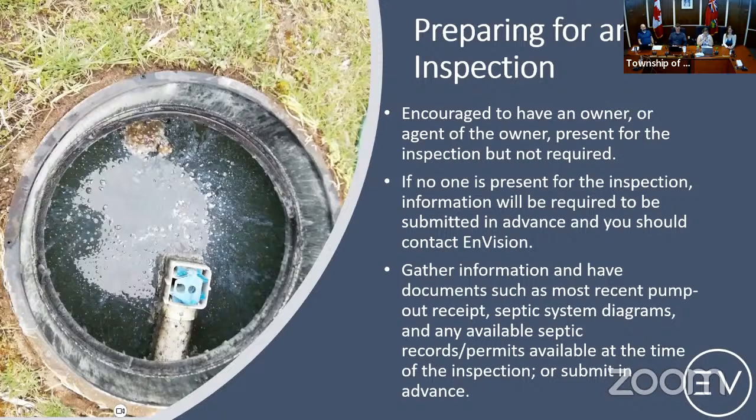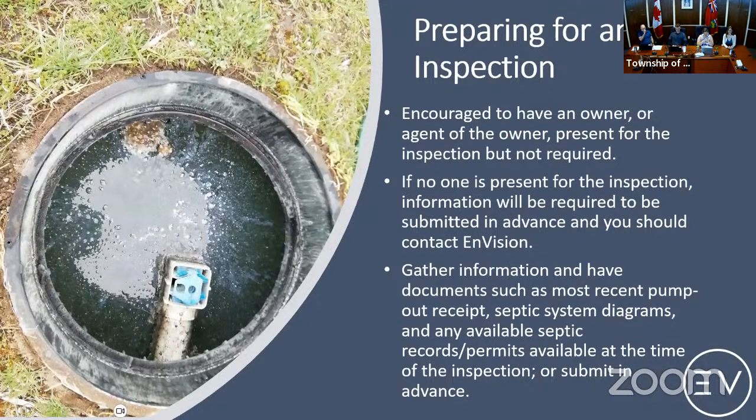So, how to prepare for an inspection. We've alluded to a little bit of this, and these are all of the point form notes that are on the letter, but we'll go through them. We are encouraging that there be an owner or an agent of the owner present for the inspection. However, it is not required.